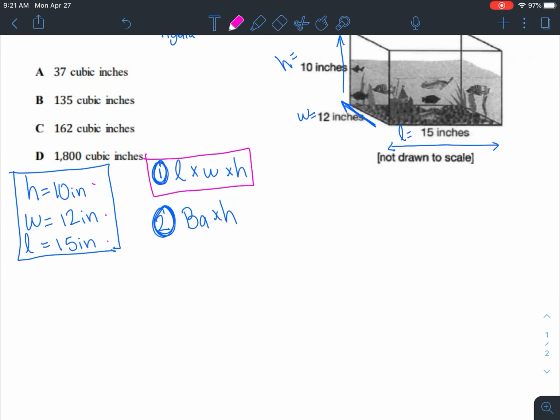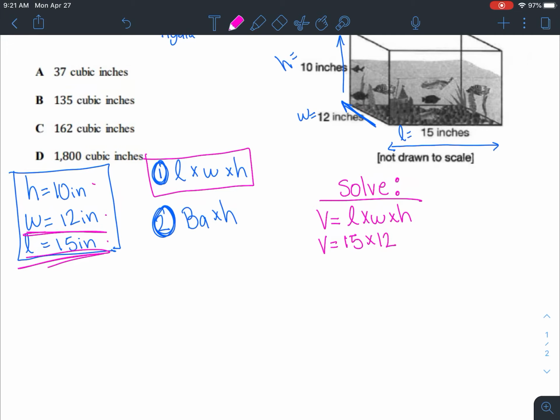And let's go ahead and actually solve this problem now. Remember, you always want to start off by writing the volume formula again. I know that volume equals length times width times height. Now that you have your volume formula written down, let's actually substitute those variables and put in some numbers. I don't know what the volume is yet, so I'm going to keep that as V. I know my length is 15. I know my width is 12. And I know that my height is 10.